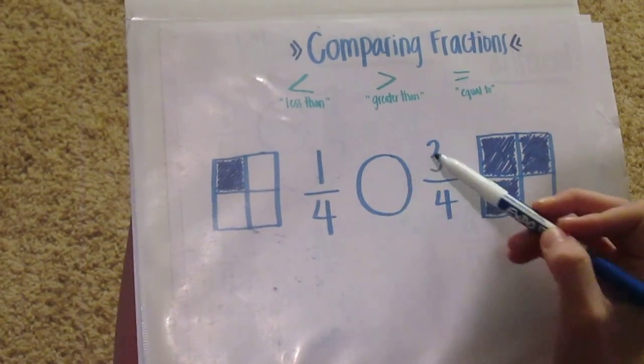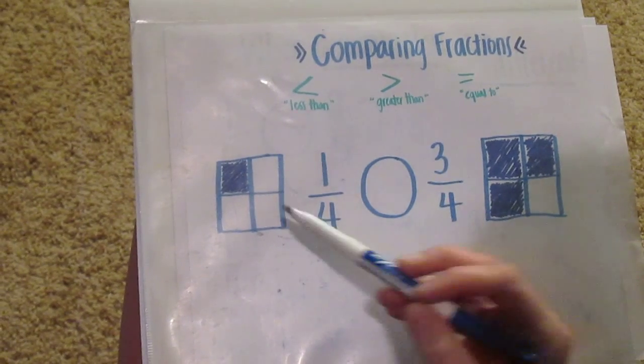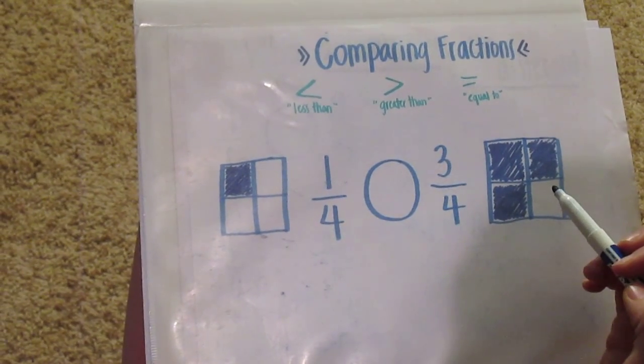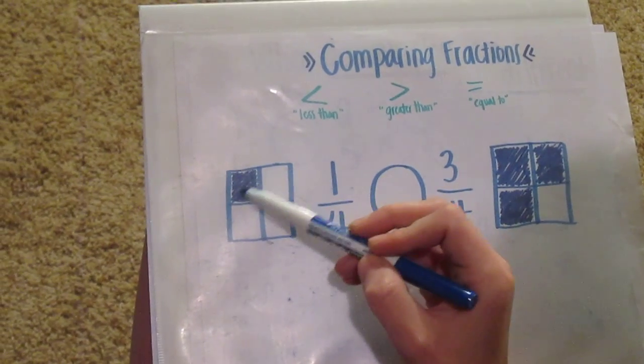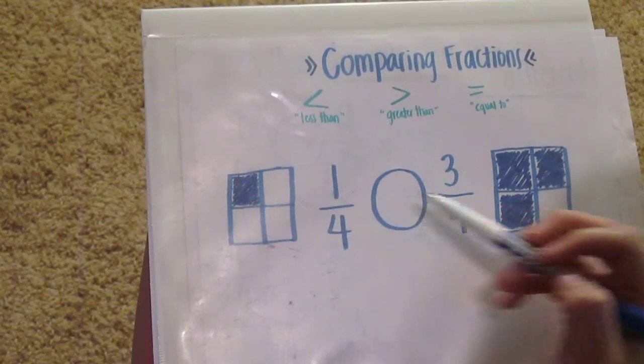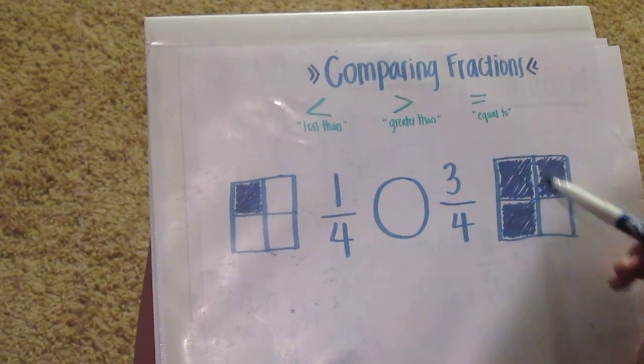1/4 compared to 3/4. I went ahead and drew a picture for each of the fractions so you have a visual representation of what they look like. 1/4 has one of the 4 boxes shaded in, and 3/4 will have 3 out of the 4 boxes shaded in.